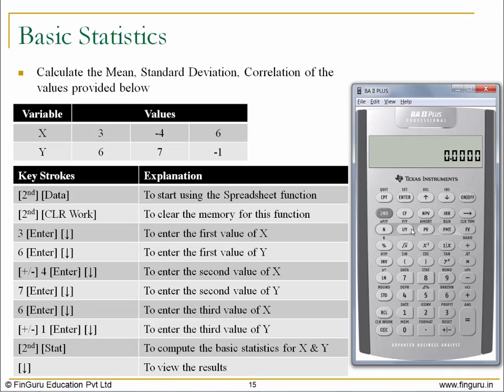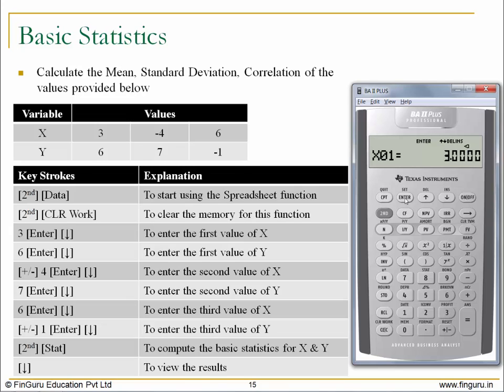Now, in order to do that, we need to first use the spreadsheet function. The spreadsheet function can be used by pressing the following button, which is second and data, which is right at the top of 7. Second and 7, or second and data, you get the spreadsheet function. Now, to make sure again that this part of the memory of the calculator is clear, we press second and clear work. Now let's punch in the values one by one.